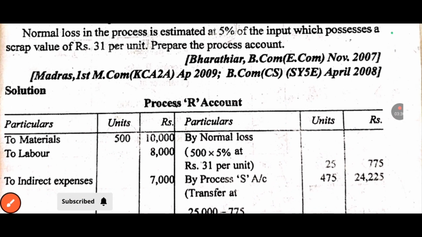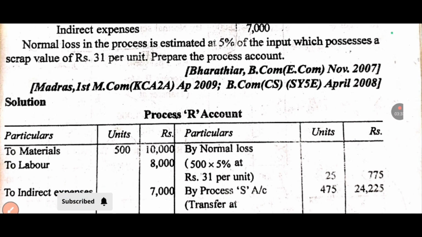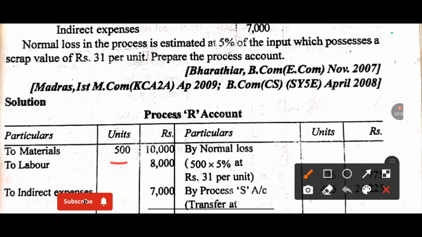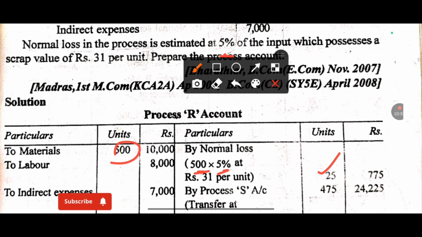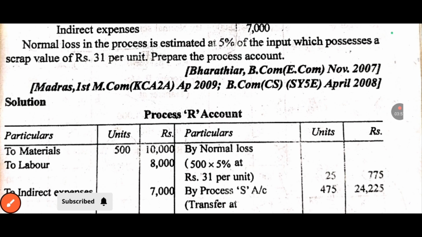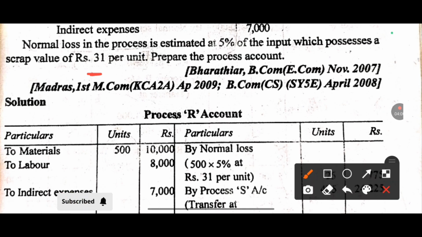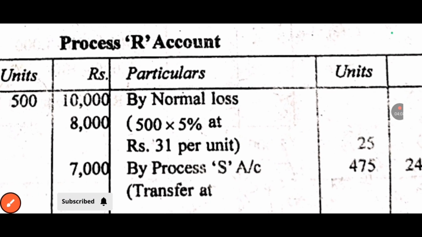So let's come to additional information. The normal loss estimated 5%. The normal loss 5% is always calculated with the input unit, right? How many units have they given? 500 units. So that 500 units will be multiplied with the normal loss 5%. You will get the normal loss unit is 25 units. Then they have given the scrap value, per unit scrap value only. Cost per unit of scrap value is 31 rupees.